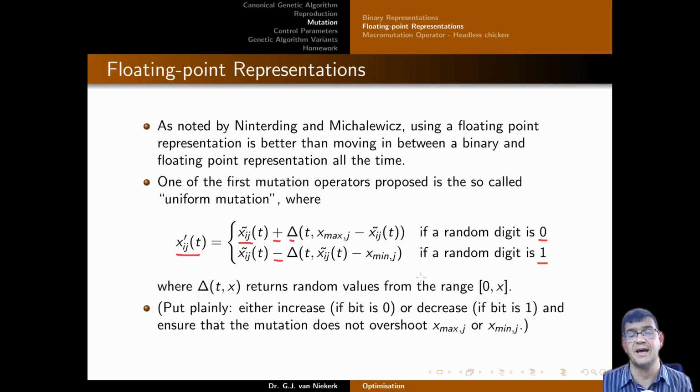If the random value is 1, then you're going to go down, and you can only go down up to the X min value. So this random value that you see over here, these 2 delta values, is just a way to make sure you cap it so that it doesn't exceed the allowed value. So you either increase it or you decrease it based on some random bit.